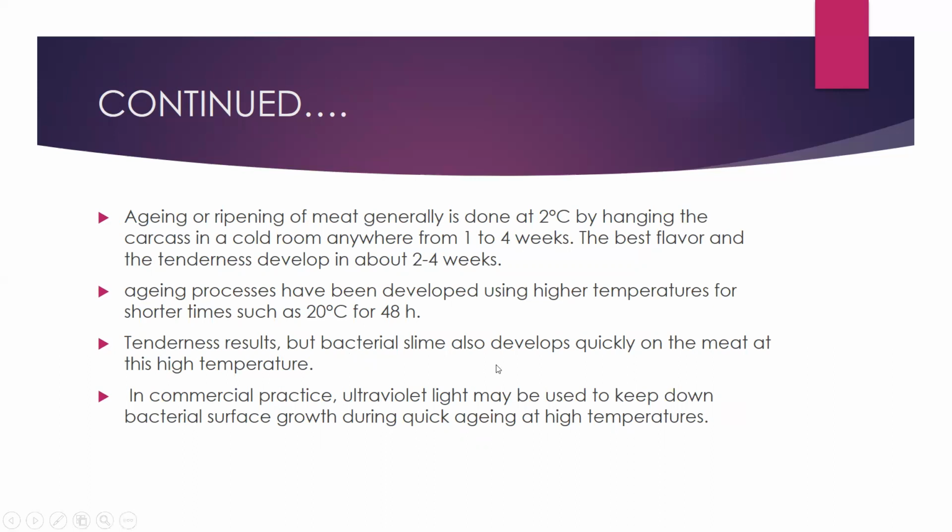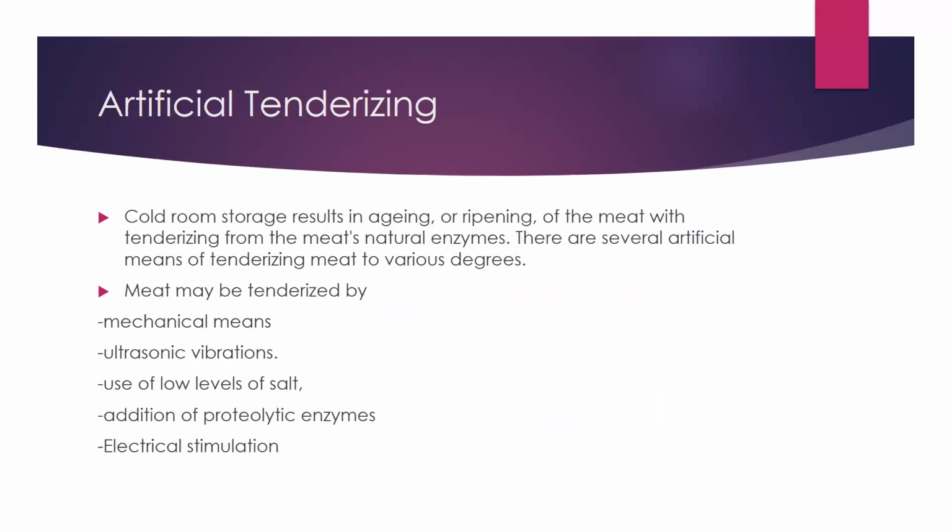Tenderness results, but bacterial slime also develops quickly on the meat at higher temperature. It is generally not advised to age at higher temperature, because you might get tenderized meat, but there is an increased chance of formation of bacterial slime. So in commercial practice, UV light may be used to keep down the bacterial surface growth during aging at high temperatures. Now, coming to artificial methods of tenderizing.